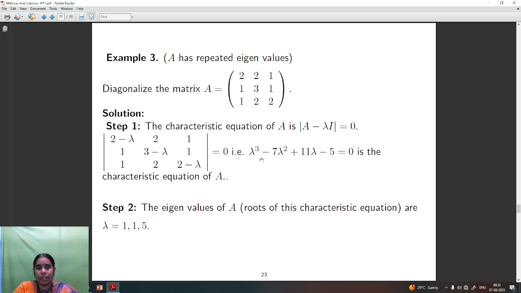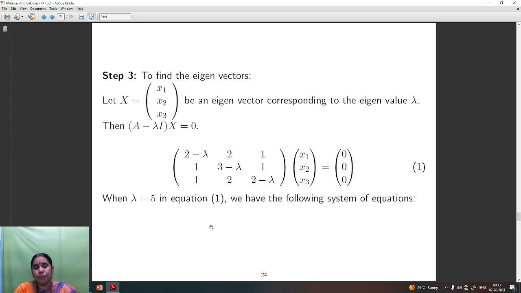Solving, that's a cubic equation in lambda, so we have 3 roots. On solving by synthetic division, we can find the roots of this equation. The roots are 1, 1 and 5, in which the eigenvalue 1 is repeated. Next, we find the eigenvectors corresponding to 1, 1 and 5.